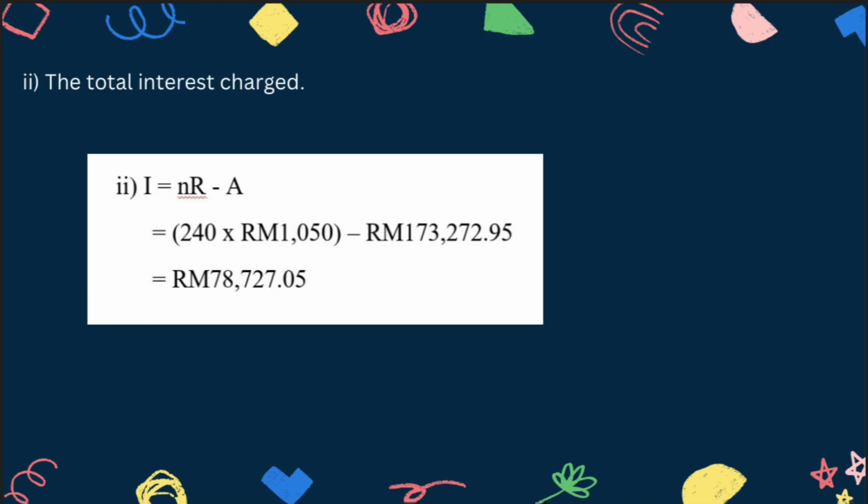Next, for the second question, we have to find the total interest charge. In this question, we can use the interest charge formula that you can see on the screen. First, we have to times the N with the R, which is 240 times 1,050. After that, you subtract with 173,272.95, which is the A, and we get 78,727.05 for the total interest charge.